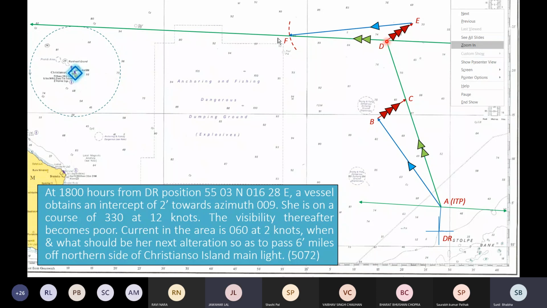Okay, correct. Right beta, did you understand? Correct. Okay, got it now. So this method basically tells us the courses to steer without knowing our actual position. So wherever you are on the PL, if you steer these courses and you make the alteration at the required time, you will always be passing at the required distance.